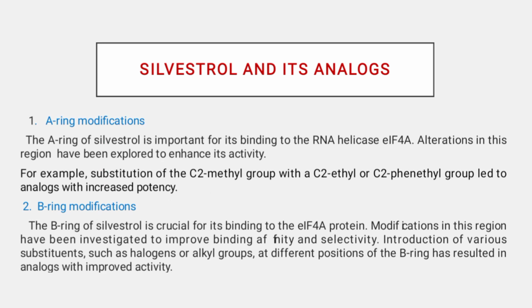Alterations in these regions have been explored to enhance its activity. For example, the substitution of the C2-methyl group with a C2-ethyl or a C2-phenylethyl group leads to analogs with increased potency. The binding modifications: the binding region of Silvestrol is crucial for its binding to the eIF4A protein, and modifications in these regions have been investigated to improve its binding and its selectivity.